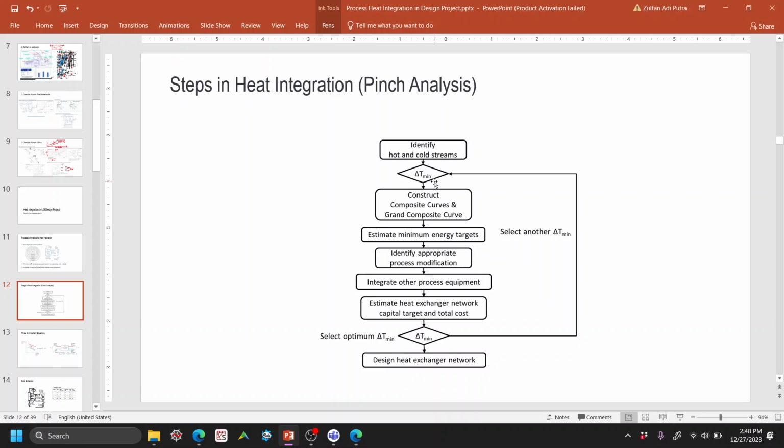Say for example, we select a delta T of 20 degrees C, and then from this delta T we construct the composite curve, and then the grand composite curve, and from these curves we get the minimum energy target, as in how much heat utility and how much cold utility.